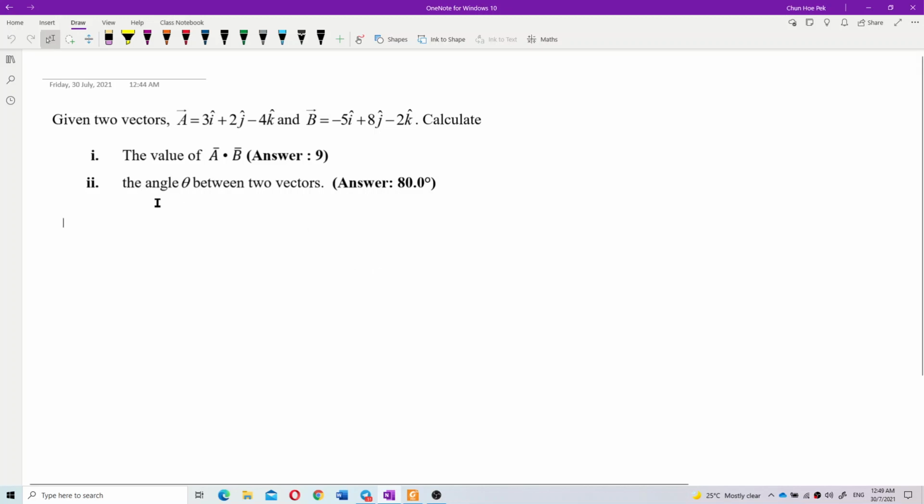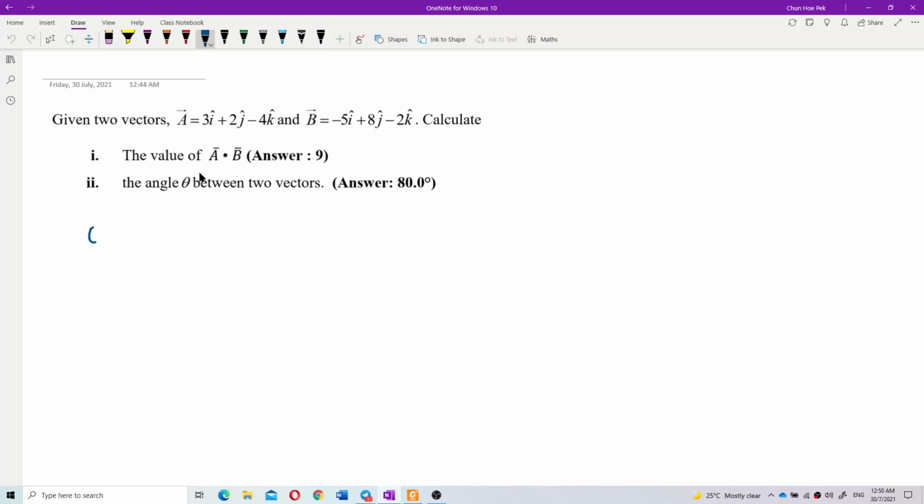All right. Given two vectors, vector A and vector B, in unit vector form ijk, calculate the value of the dot product between A and B. So how do we find the dot product?